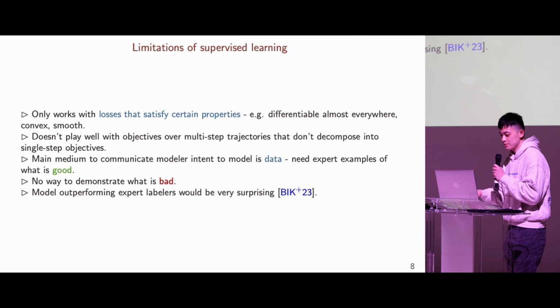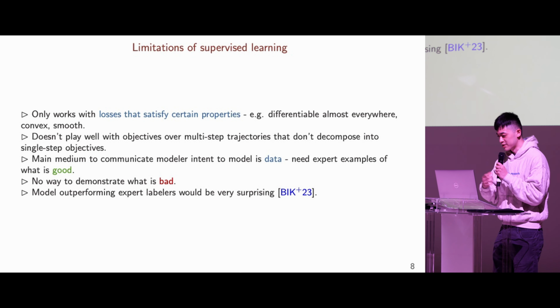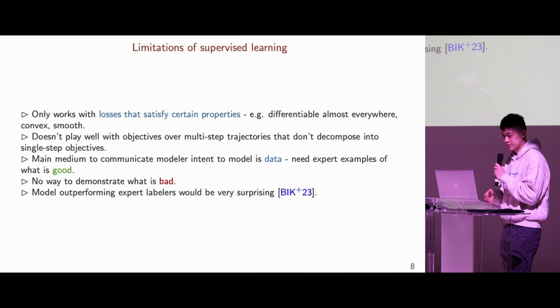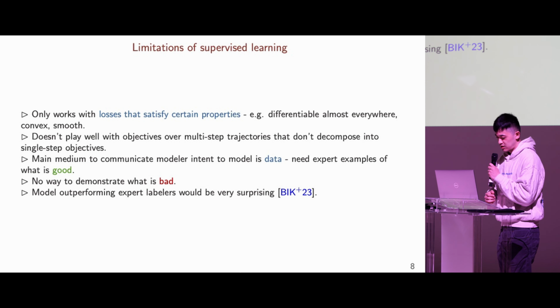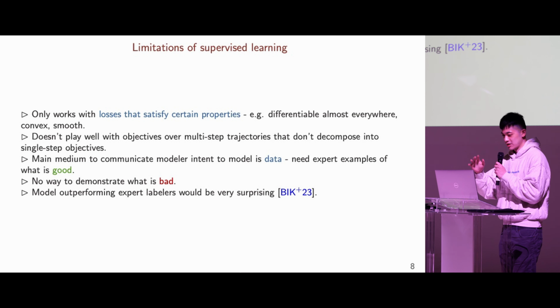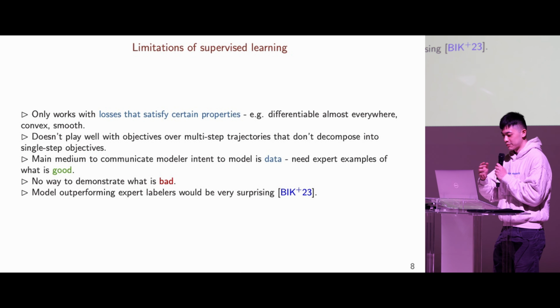The main medium with which the modeler communicates intent to the model, how they want the model to behave, is data. In particular, they need expert examples of what is good, and there's no way to demonstrate what is bad to the model, so what behaviors to avoid. Another property of supervised learning is that the level of the experts is the ceiling you would expect for the performance of the model. If the model outperformed these expert labelers, it would be surprising.